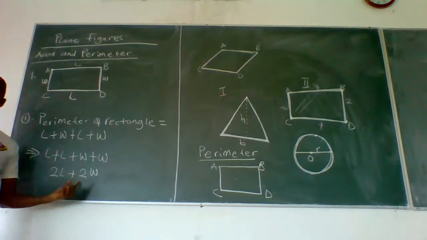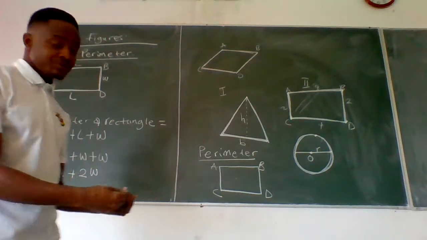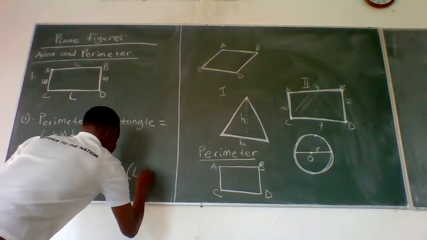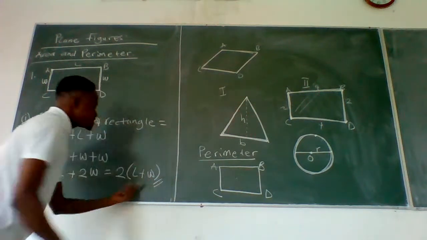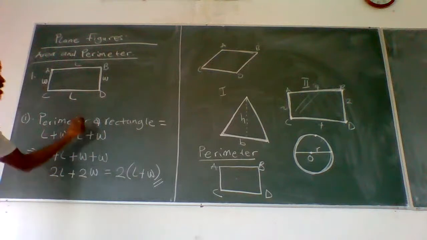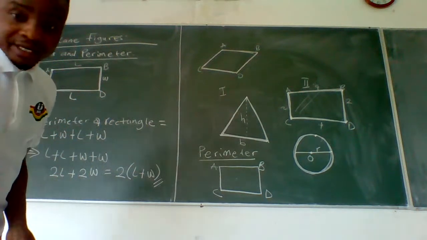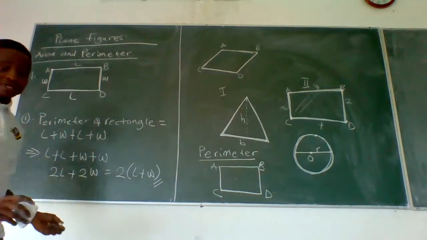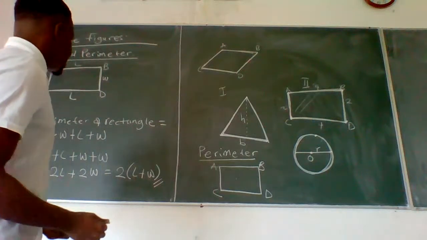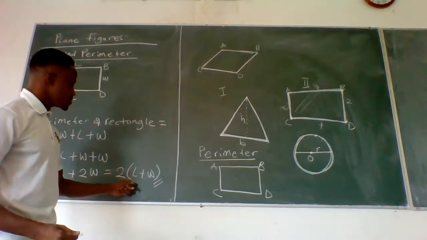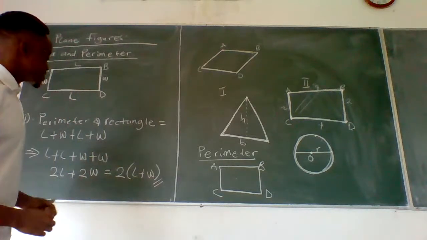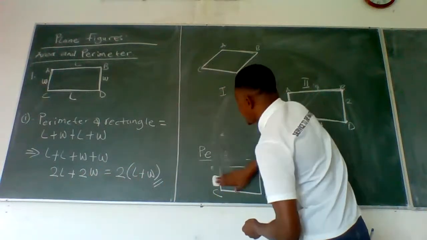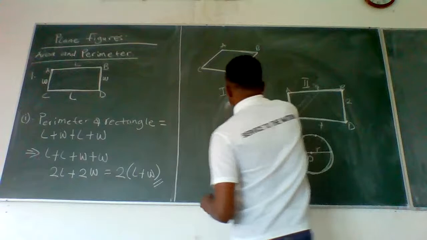And this one, we have a common factor, so we can decide to factor 2 out. So when you factor 2 out, we have 2 multiplying L plus W. So this gives us a formula for a rectangle when you are finding a perimeter. So this is the formula for finding the perimeter of a rectangle. So anytime you have a question about perimeter, this one should come to your mind if the object in question is a rectangle. Okay, let's move to another figure.